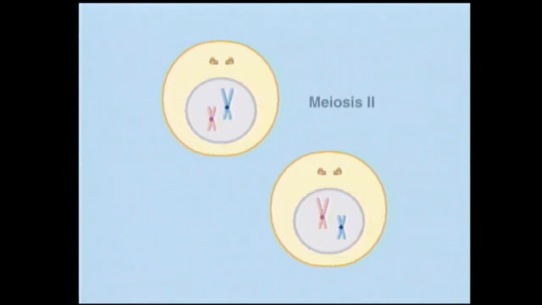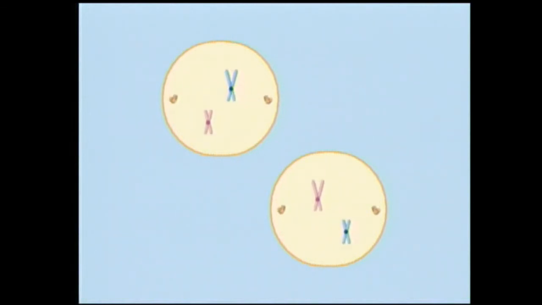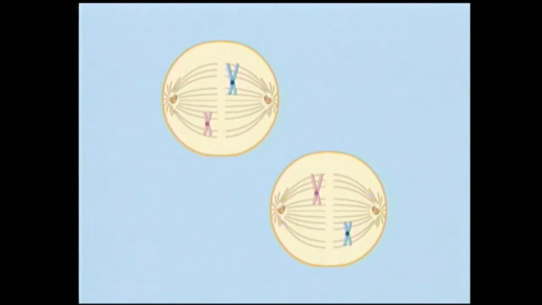Each daughter cell is now ready for meiosis II, the second cell division of meiosis. Meiosis II is very similar to mitosis. However, meiosis II starts with a haploid cell. The first phase of meiosis II is prophase II. During prophase II, the centriole pairs move to opposite ends of the cell. The nuclear envelope dissolves, a spindle forms, the chromosomes are pulled toward the middle of the cell.